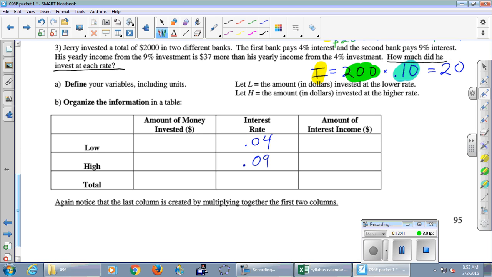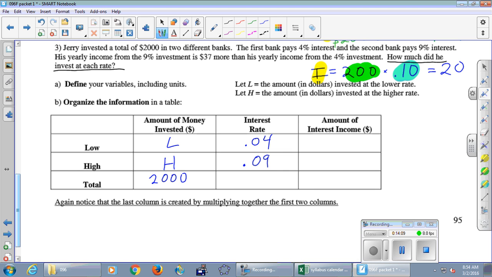Okay, next we're going to the first column, the amount invested at the low rate. That's one of our variables. What is it? That's L. Amount invested at the high rate. That's H. And then the total amount invested, 2,000. So that's filled in, and you might already see that you're going to get an equation from that column.